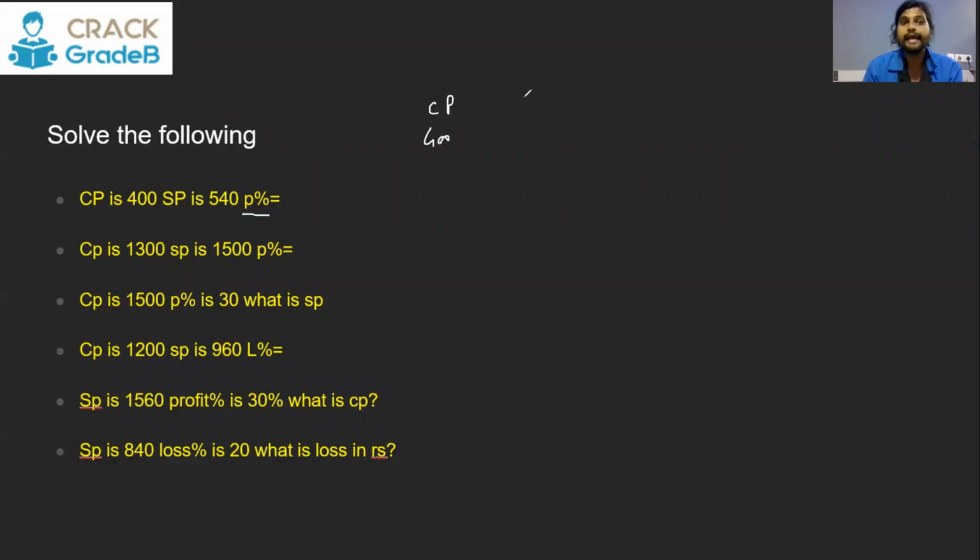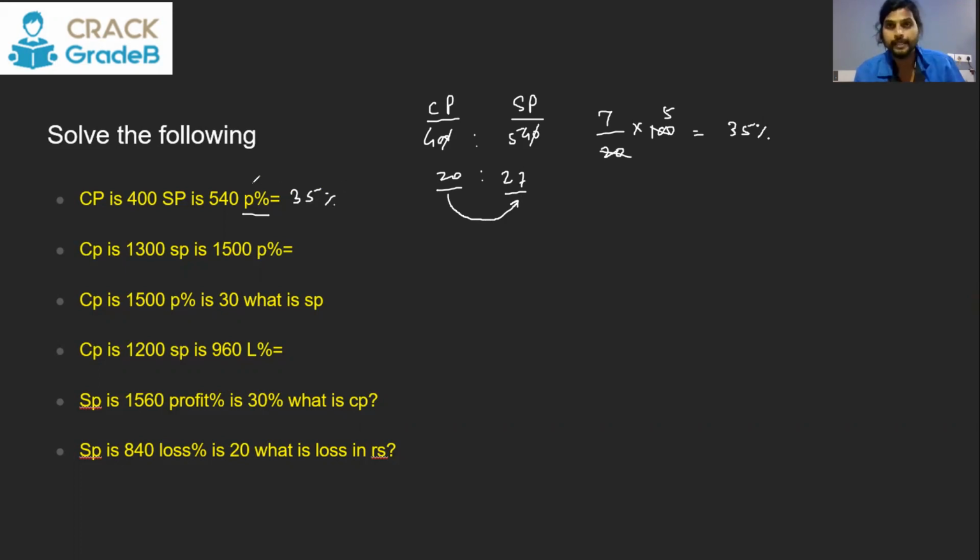CP is 400, SP is 540. So you can take the ratio. 0, 0 goes. And when you divide by 2, 2, it becomes 20:27. So it's as if you bought a stuff for 20 and you sold the stuff for 27. So what is the profit percent? 20 rupee worth of stuff, if you are selling for 27, there is a profit of 7 on 20. And profit percent is profit upon cost price into 100. So 20 fives are 100. It becomes 35%. Hence, there is a 35% profit. Easy.